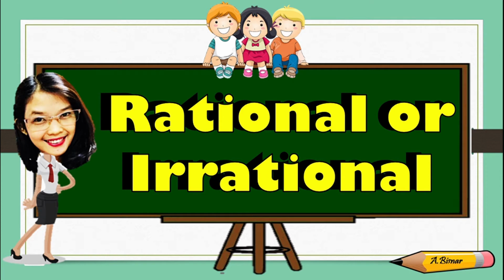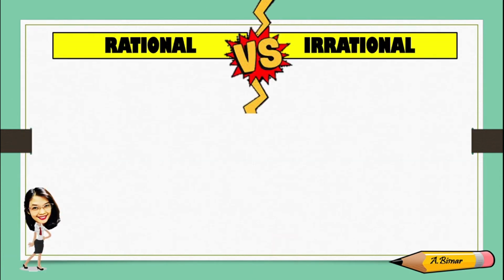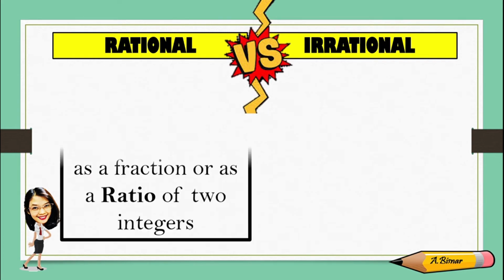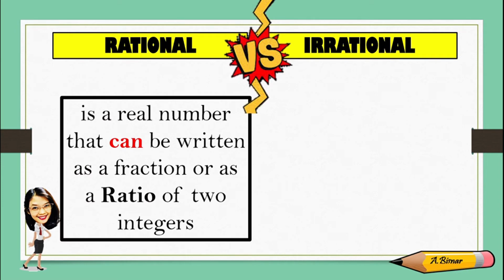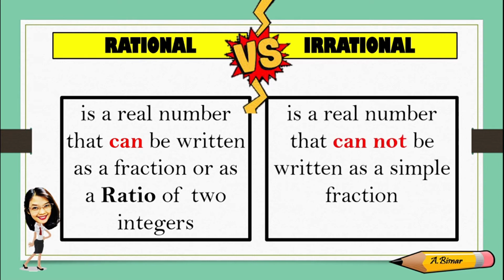Lesson is about rational or irrational. So let us differentiate rational and irrational. Rational is a real number that can be written as a fraction or as a ratio of two integers, while irrational is a real number that cannot be written as a simple fraction.